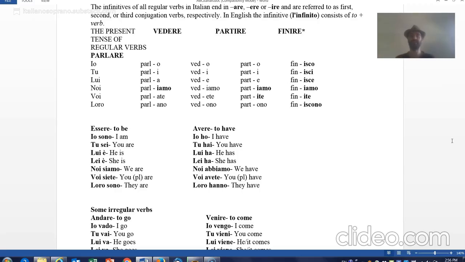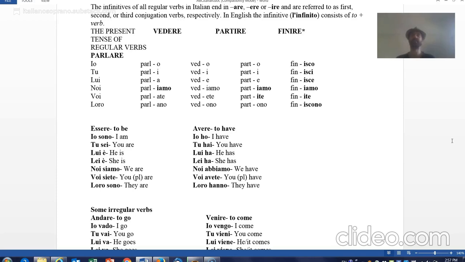Let's see vedere, for example. Io vedo, tu vedi, lui vede, noi vediamo, voi vedete, loro vedono. Partire: io parto, tu parti, lui parte, noi partiamo, voi partite, loro partono. Last one, and then I will tell you why there are 2 for ire. We have io finisco, tu finisci, lui finisce, noi finiamo, voi finite, loro finiscono.